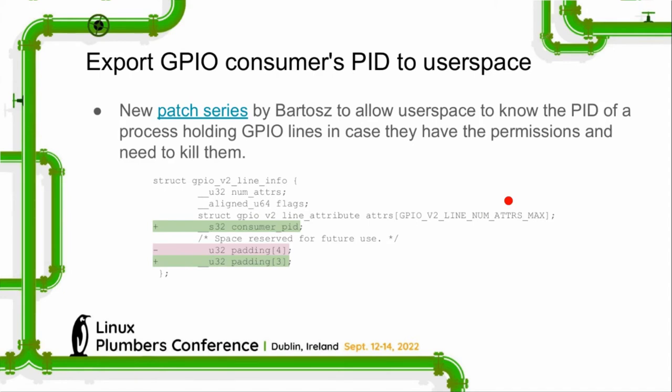Sorry to have interrupted you, Bart. We were actually discussing an idea for retrieving the PID of the process holding the requested lines, but it turns out that it's not as easy, because the process that requested lines can fork, and then you have two processes that keep the same request open. It's a problem, and we're looking for ideas.